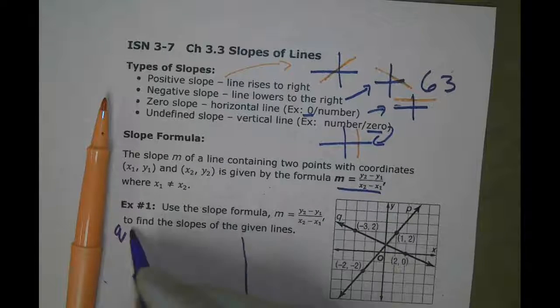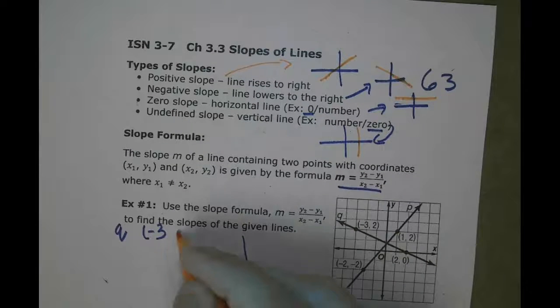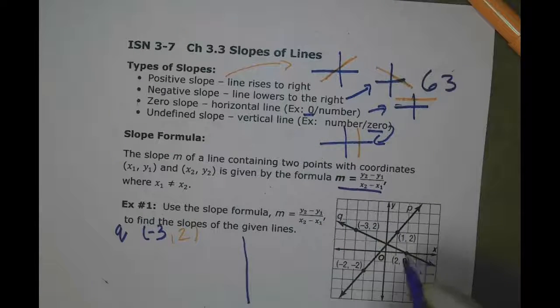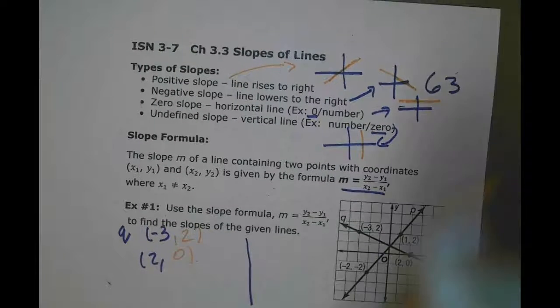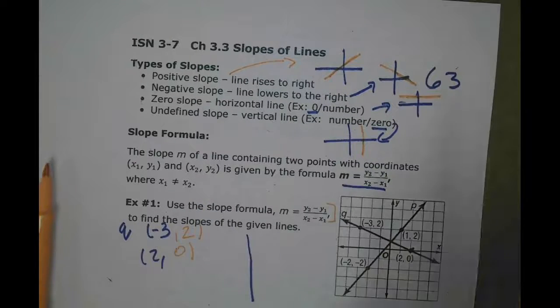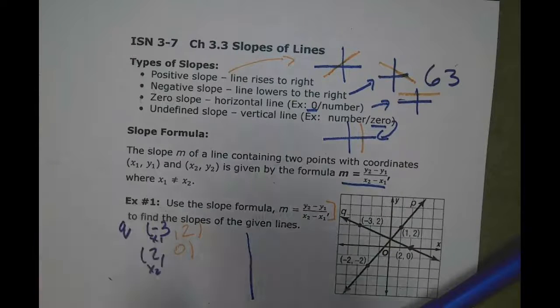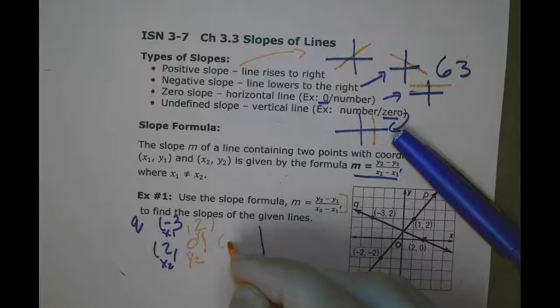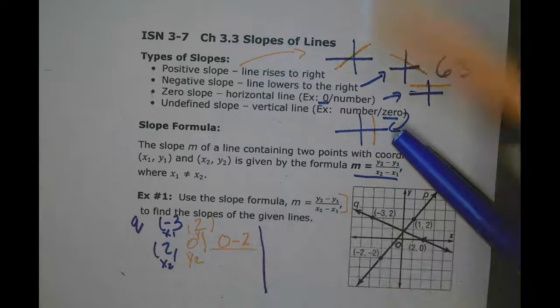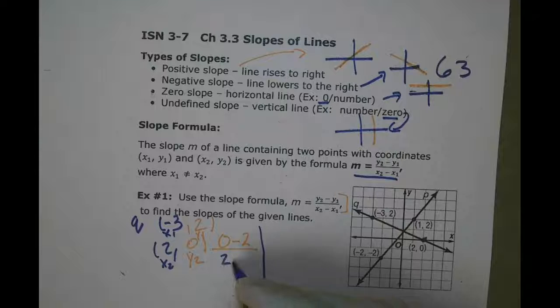Q is at negative 3 and 2. Another place on that line would be 2, 0. The formula is right up here. We're going to plug that in. We have our x1, x2, y1, y2. Let's plug it into our formula. y2 is 0, minus y1, which is 2, divided by x2, which is 2, minus x1, which is negative 3. That's going to be negative 2 over 5. So that's our slope. M is equal to negative 2 over 5.